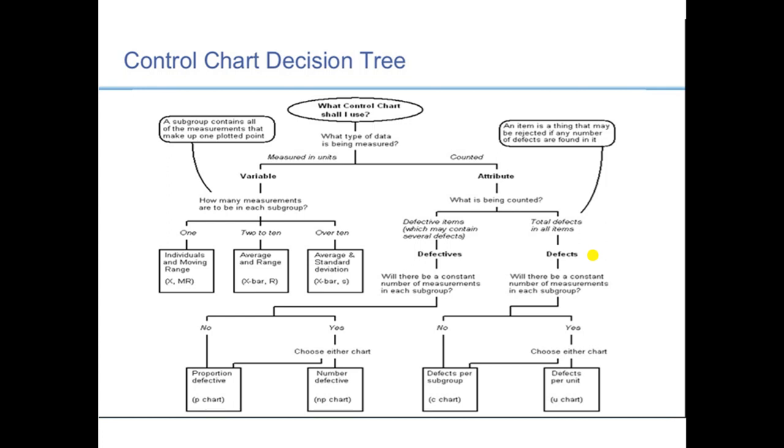More discussion about these control chart decision trees will follow. Based on this decision tree, we can take a decision on which chart to use. A detailed description of these charts we will discuss in the next classes.